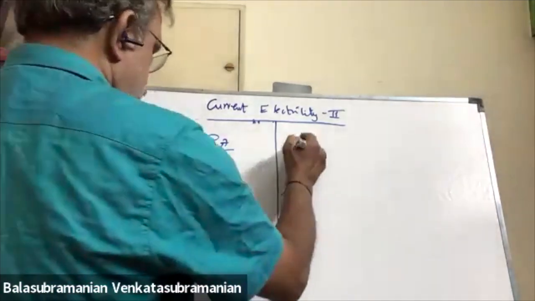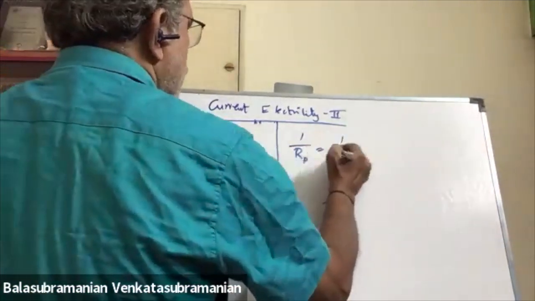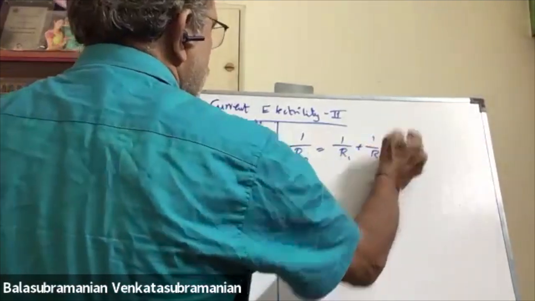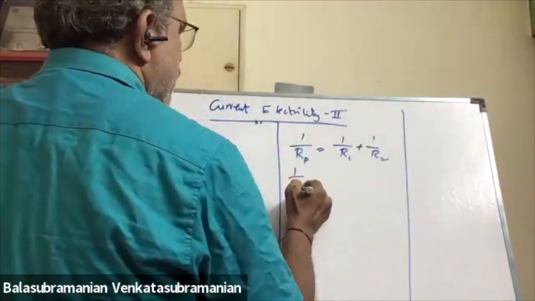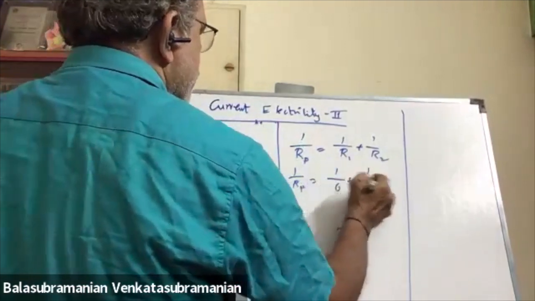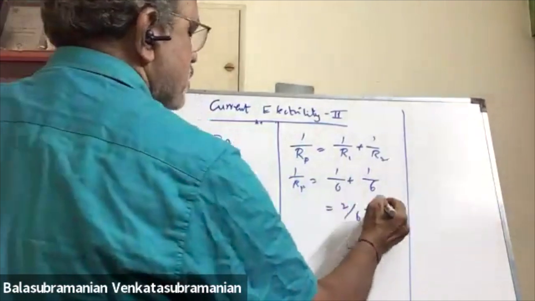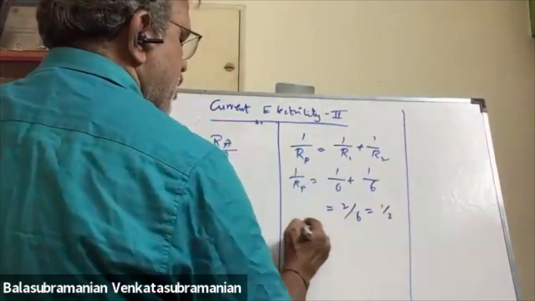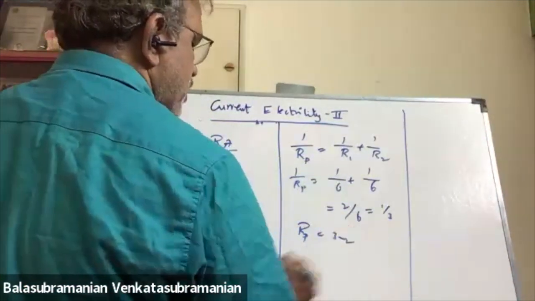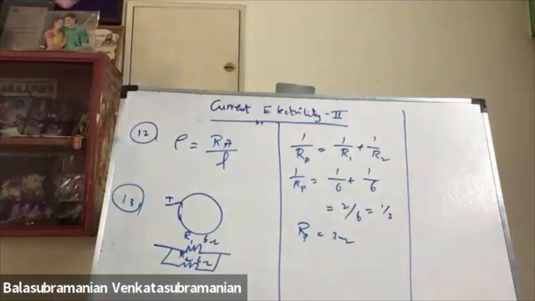So I can write 1 by Rp is equal to 1 by R1 plus 1 by R2. That is 1 by Rp is equal to 1 by 6 plus 1 by 6, 2 by 6, that is 1 by 3. Rp is equal to 3 ohms. So the resultant resistance on any diameter is 3 ohms.